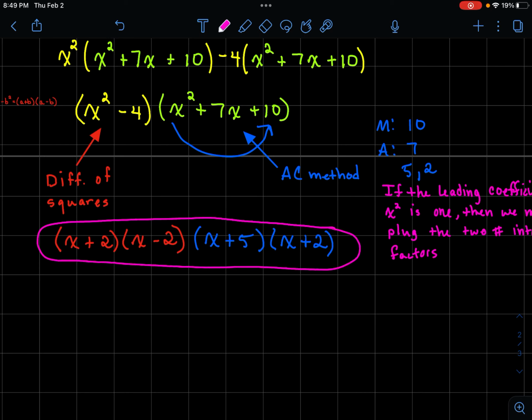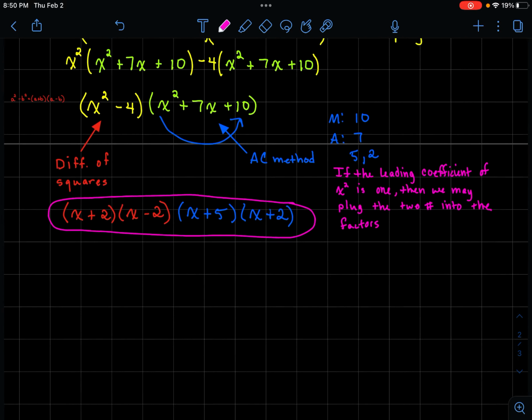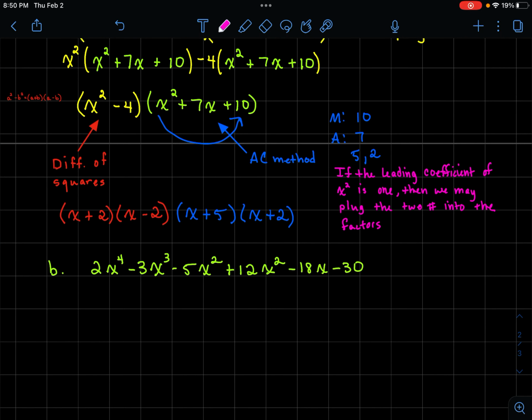And what we have here then is our final answer. This is a complete factored form here. There are little things that we could simplify here, but we're just focused on pulling these polynomials apart to its most basic form. So x plus 2 times x minus 2 times x plus 5 times another x plus 2 would be the factored form of our given 6-term polynomial.